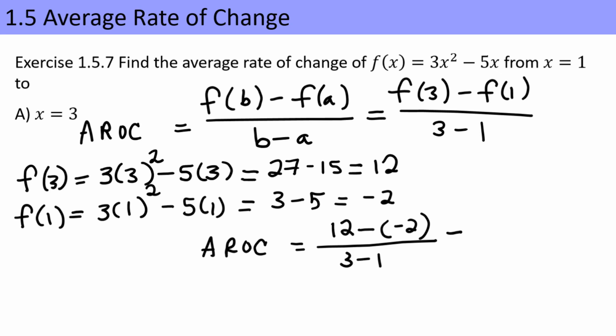Let's continue with the arithmetic. 12 minus negative 2 is 14. 3 minus 1 is 2. And so the average rate of change is 7.